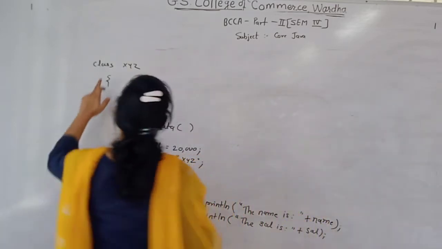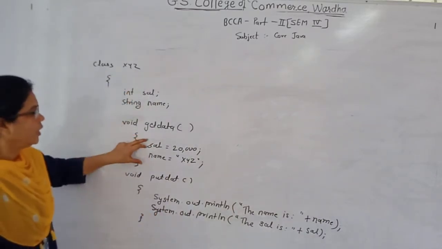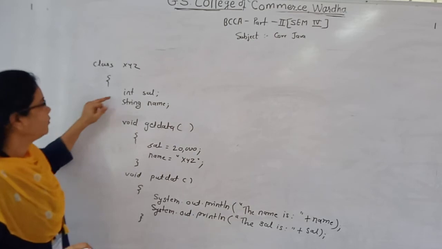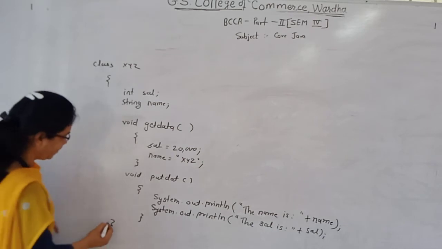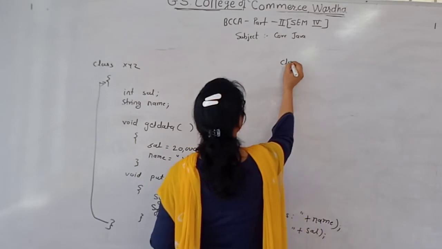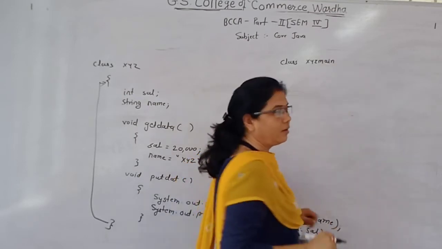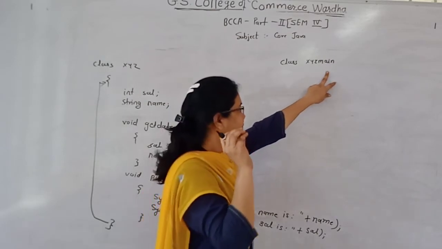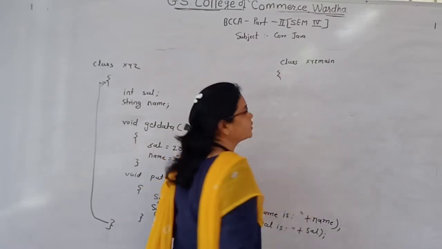Here I just defined one class which includes two functions, get data and put data. In get data we assign the values of variables, and those variables we define as class variables. After that we close the XYZ class. Now I define another class named XYZ main. Why have I given the name XYZ main? Because I am going to define the main function in this class.